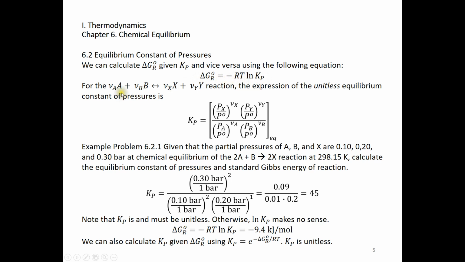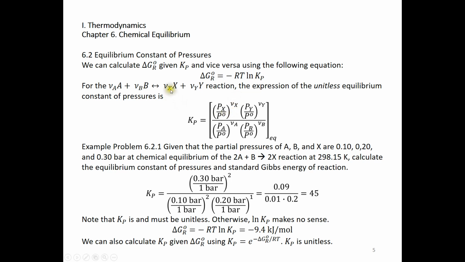So now let's look at one example. Let's look at this chemical reaction. The reactants are A and B. The products are X and Y. Now the expression of the equilibrium constant of pressures is this. We have products on top, reactants on the bottom. And don't forget about the stoichiometric coefficient for every single species.